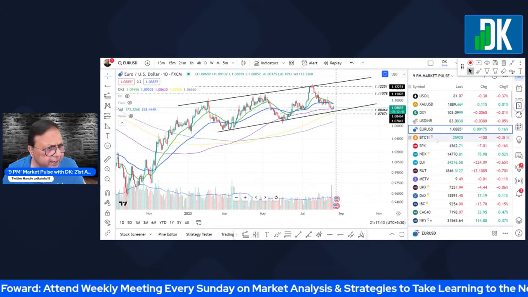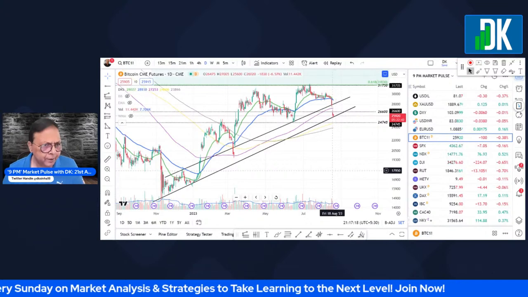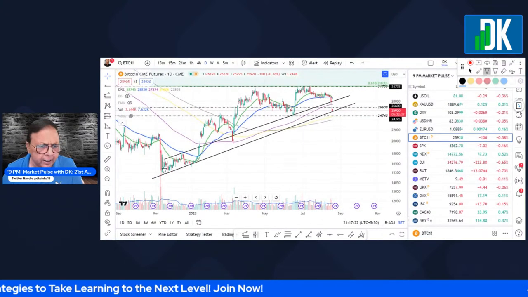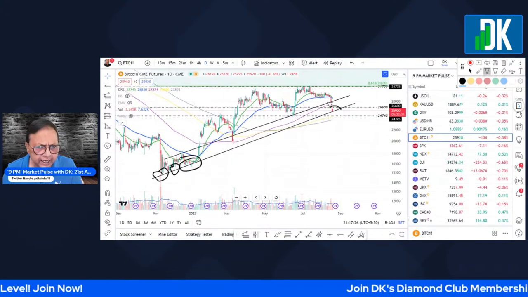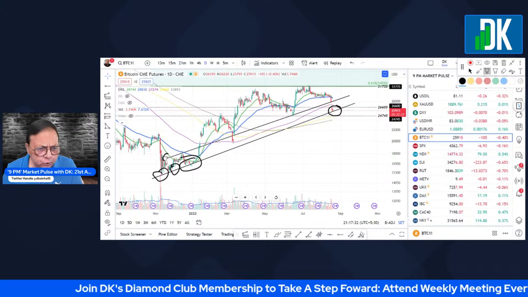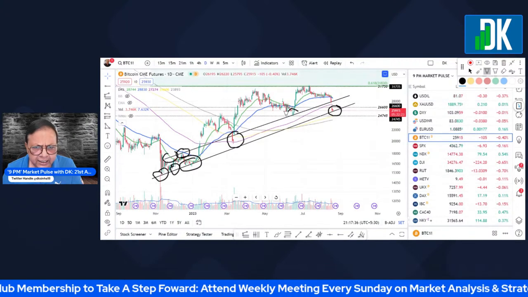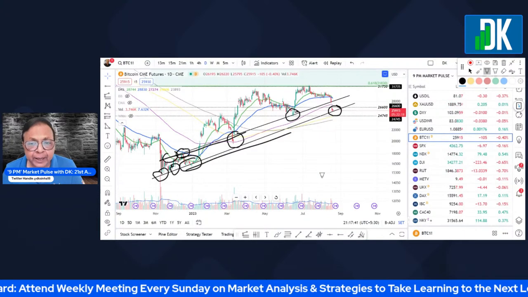Now let us check the cryptocurrency. This is the price chart of Bitcoin. What we can see, if you look at the trend line, price has taken support, taken support, taken support. Once again, price is taking support over here. There is a loss of downside momentum. This was the resistance. It has taken. So these two trend lines are representing the dynamic support zone.